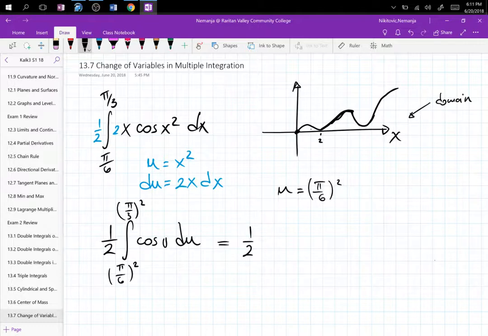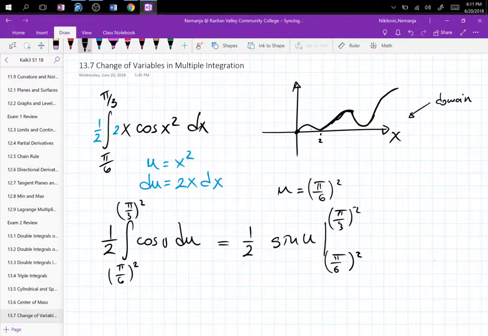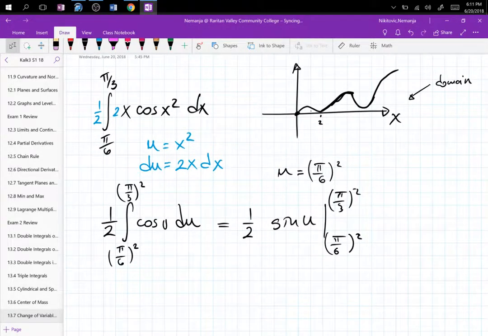Right. So now I have to integrate. So I have one half, and then the integral of cosine u is sine u, and that's going to be computed from pi over 6 squared to pi over 3 squared. So, as you can see, we transformed the integral, but we also transformed the limits.